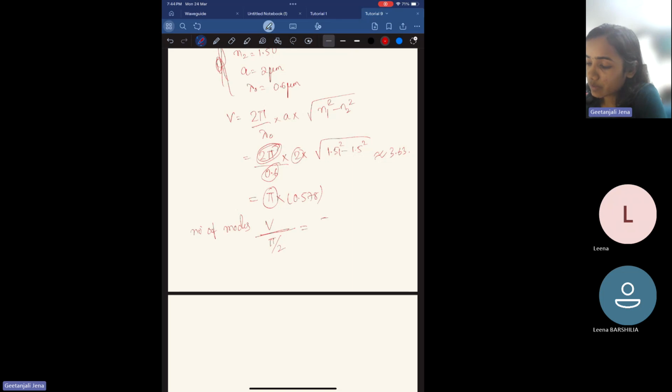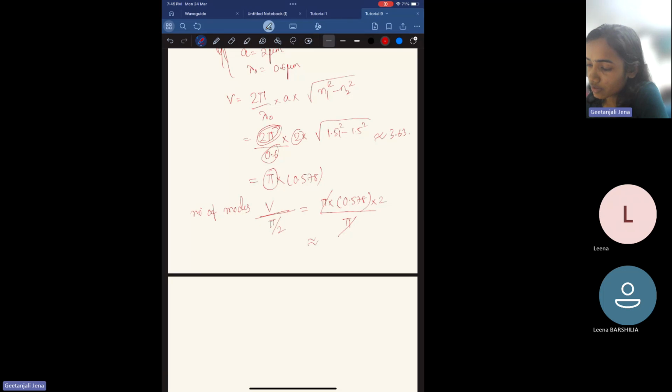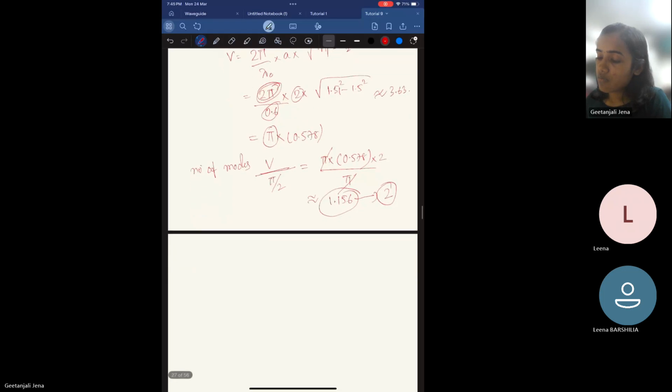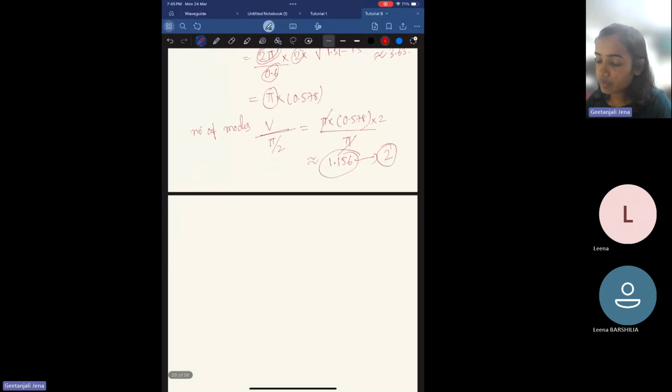Now we have V is pi times 0.578, and pi by 2. This will cancel and give a value of 1.156. So to find the number of modes, if you recall, I suggested you take the integer number which is closer to 1.156 but greater than it. So that means this will be 2. Okay. So the total number of modes will be 2.